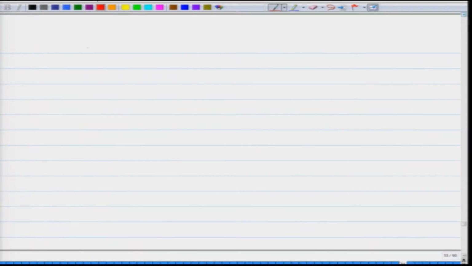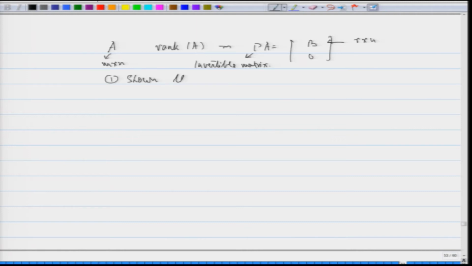We have seen that if I look at A, which is of rank R, then P times A is a matrix B with a zero block below, and the nonzero part has size R cross n. The rank is R, and P is your invertible matrix. We have shown that the rows of B are linearly independent, right.